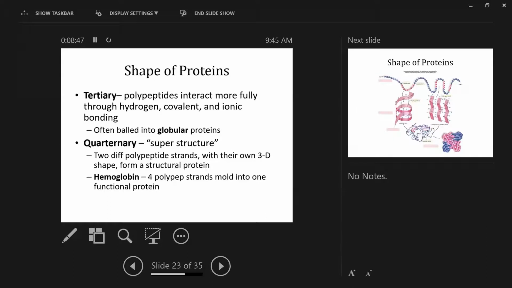Tertiary proteins are your globular proteins. They've been balled together, so now there are more hydrogen bonds, more covalent and ionic bonding. They're a bigger structure. And finally, the 4th level is the quaternary, or the superstructure. An example of this would be hemoglobin, which is 4 polypeptide strands all molded to do one big job.